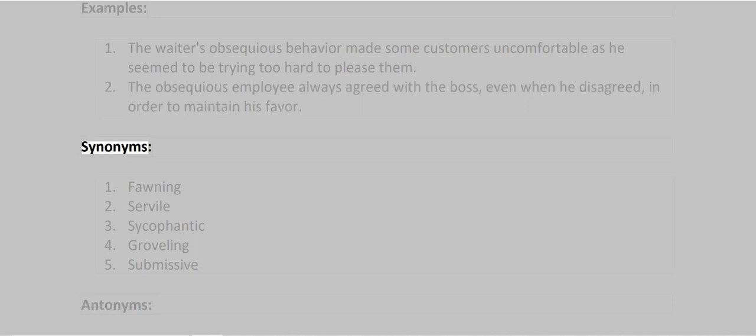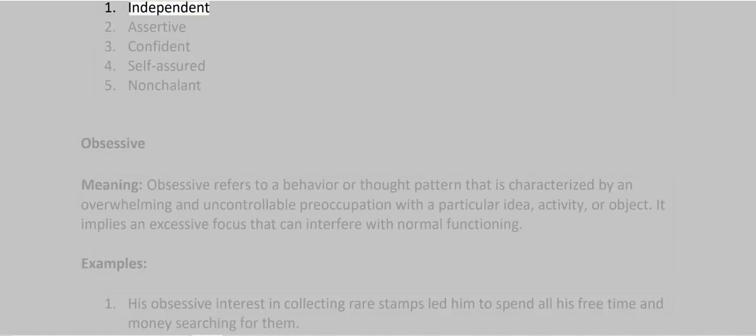Synonyms: 1. Fawning. 2. Servile. 3. Sycophantic. 4. Groveling. 5. Submissive. Antonyms: 1. Independent. 2. Assertive. 3. Confident. 4. Self-assured. 5. Nonchalant.